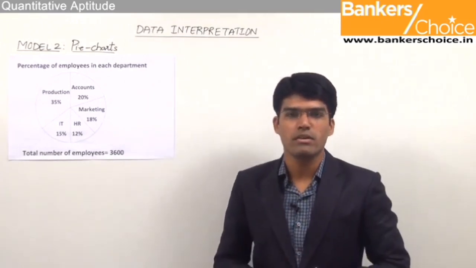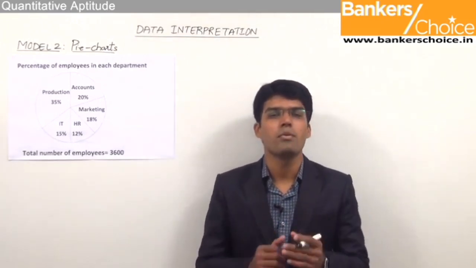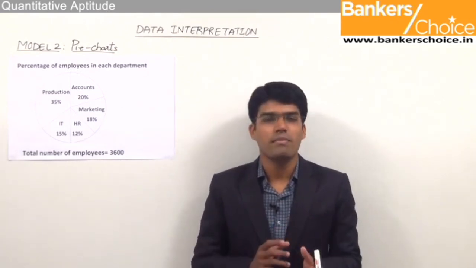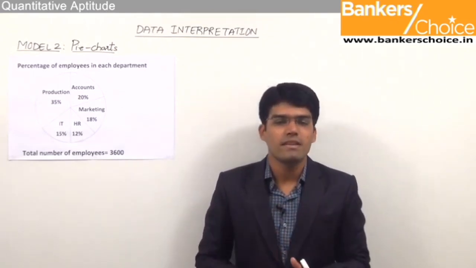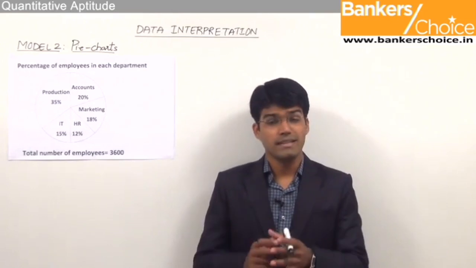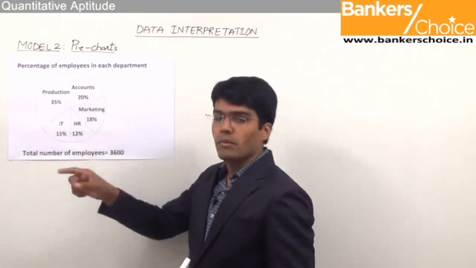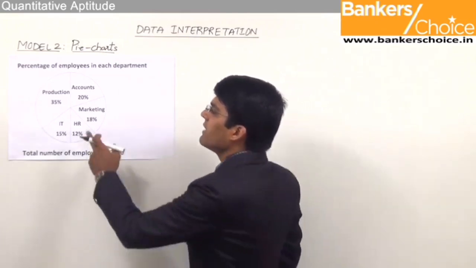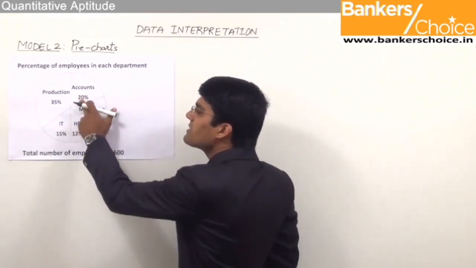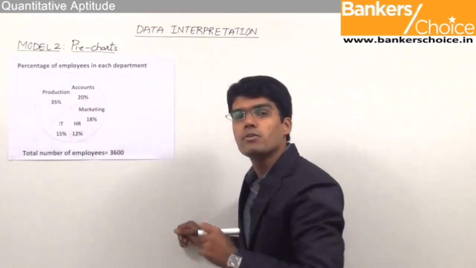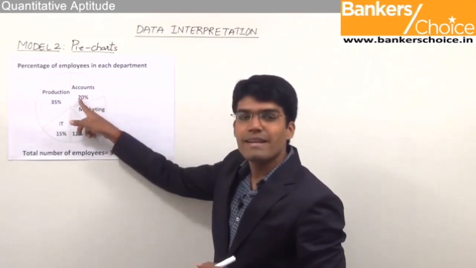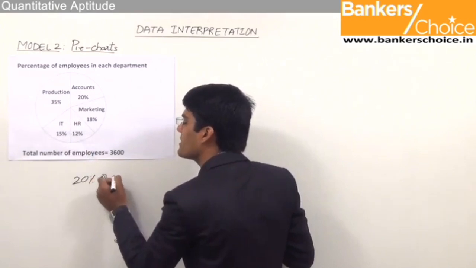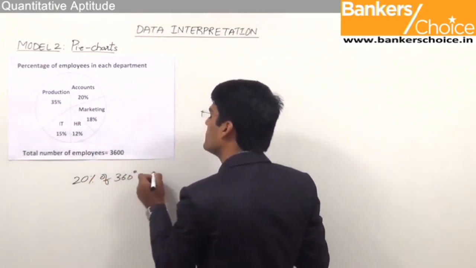Before we move on to the next model from data interpretation, let me mention an important point regarding pie charts. The question that we have solved just now was based on pie charts where the sectors were given in terms of percentages. But in some cases, the pie chart is given in terms of degrees but not in terms of percentages. For example, here we know that this 20%, if converted in degrees, will become 72 degrees. Why? Because it should be taken as 20% of 360 degrees. Total angle is 360. So 20% of 360 degrees will be equal to 72 degrees.